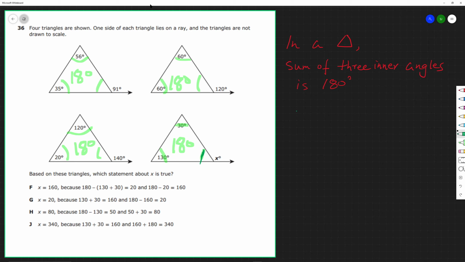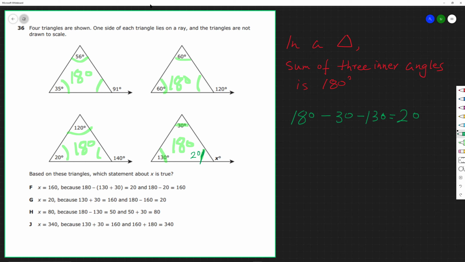So it should be equal to 180, subtract 30 degrees, then subtract the 130 degrees. The remainder should be the third angle, and 180 minus 30 minus 130 is 20. It's 20 degrees. This one is 20 degrees because the 3 inner angles add up to 180. So we can find out the third inner angle. And the same thing can happen to the other triangles.